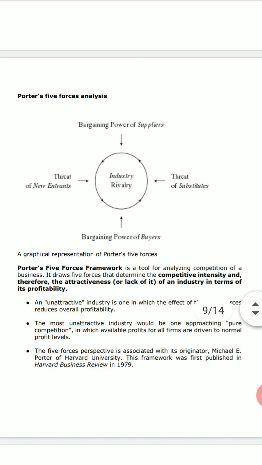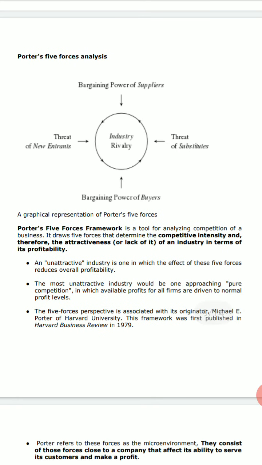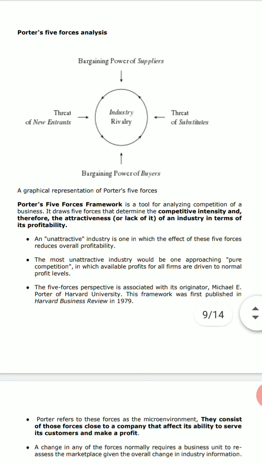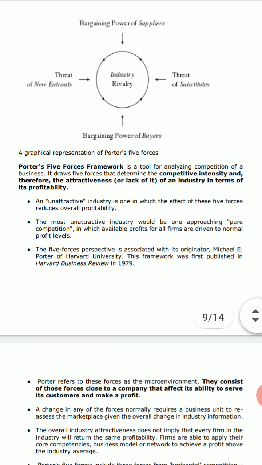But before going to that, let us try to just understand this Porter's 5 forces. See, it is a framework and it's a tool, as I said, for analyzing the competition to a business, right? It draws 5 forces that help to decide the competitive intensity, and therefore whether the firm or industry is attractive to follow, or whether it is unattractive. That can be decided from the profitability point of view.